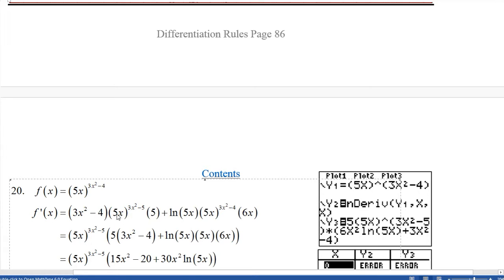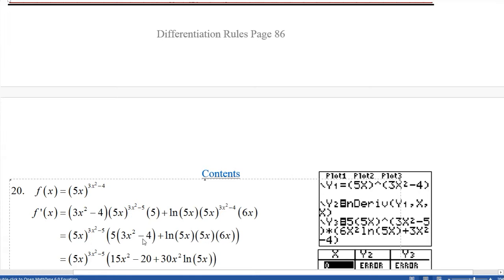Notice we're going to factor out a 5x to the 3x squared minus 5. And this goes away, and so you've got 5 times the 3x squared minus 4. When you factor this out, you would get this to a power that's one smaller than this. So we're left with the 5x to the first power. So 5x to the first power times 5x to the 3x squared minus 5 power gives you what we have, which is 5x to the 3x squared minus 4. So we get this, and we still have our 6x.